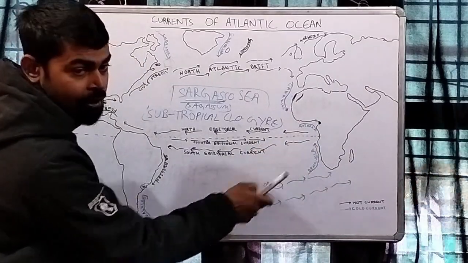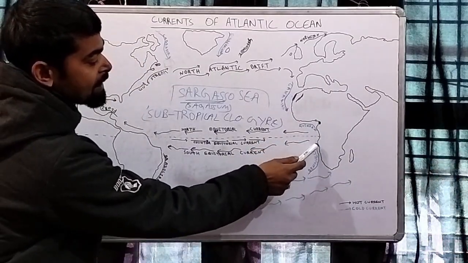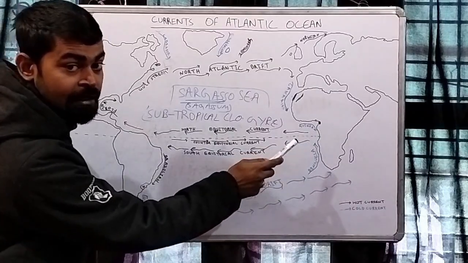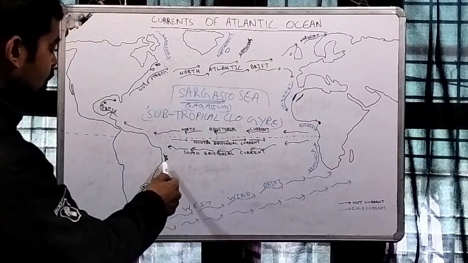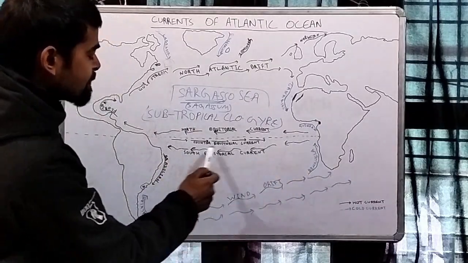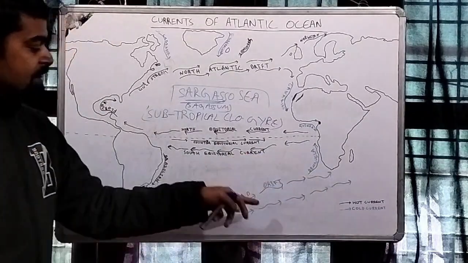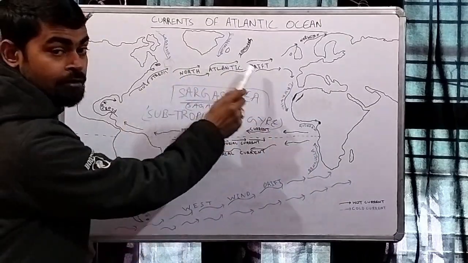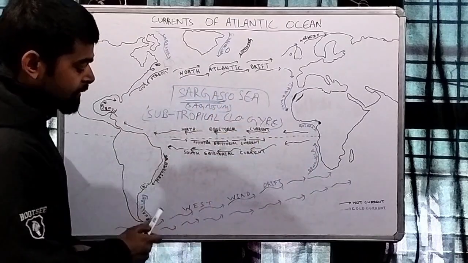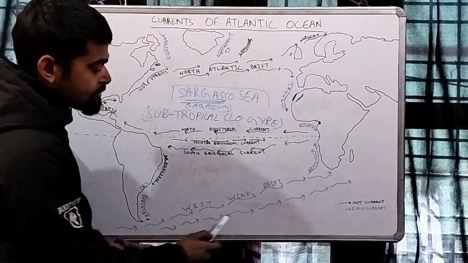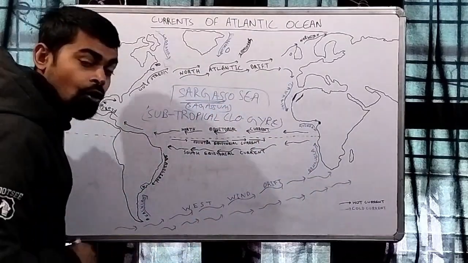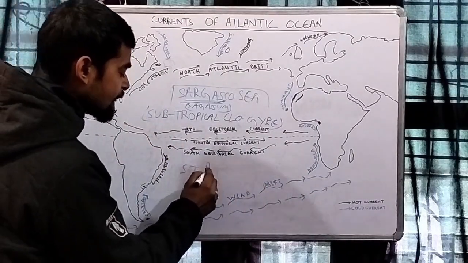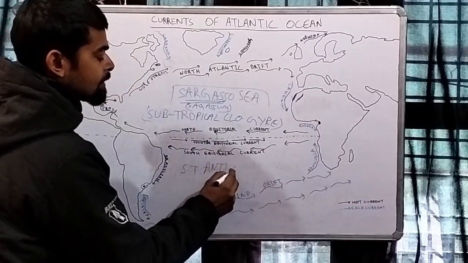It is a cold current which meets and subsides near the equator, and this loop is completed in an anti-clockwise manner. If you look at this, this is anti-clockwise. Here it was clockwise in the northern hemisphere, and here it is anti-clockwise, resulting in the formation of another gyre, which is the subtropical anti-clockwise gyre.